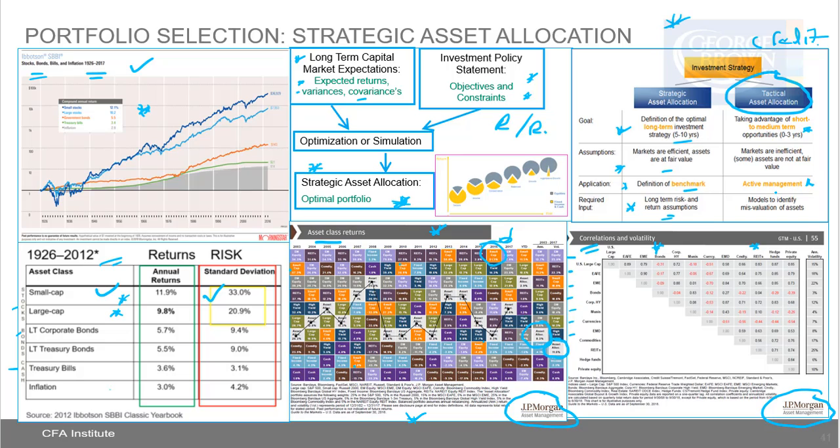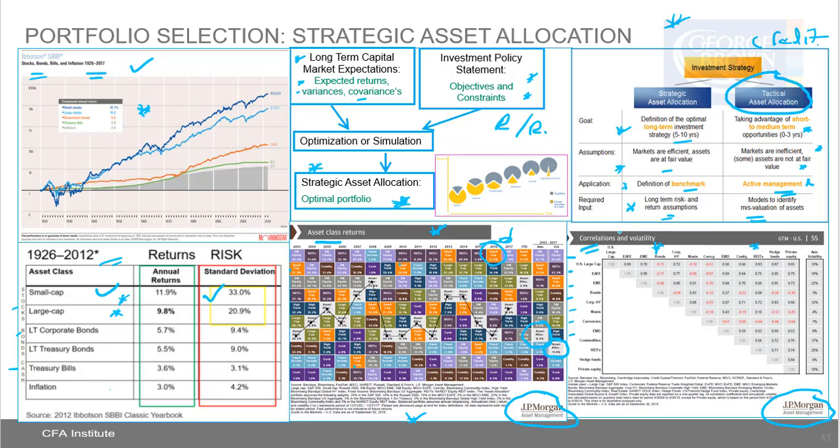It's being active. It's active management. One of the assumptions is that markets may be inefficient and assets are not at fair value. So your analysis is better than the other people's, okay? And you're choosing some mispriced securities. And so the required input is models to identify the misvaluation of assets. So again, this is my second to last slide.